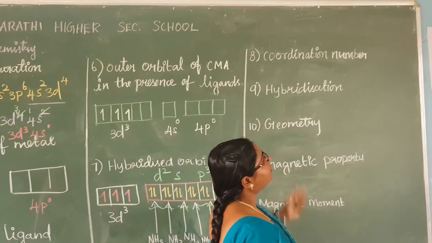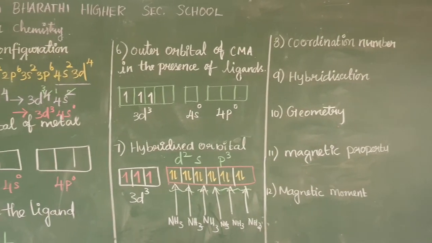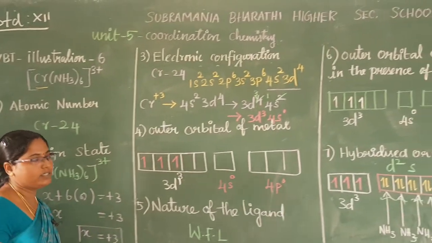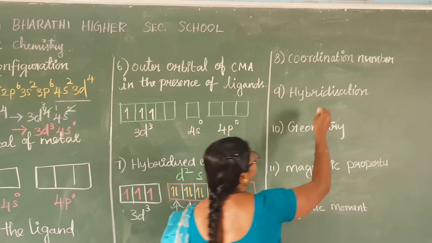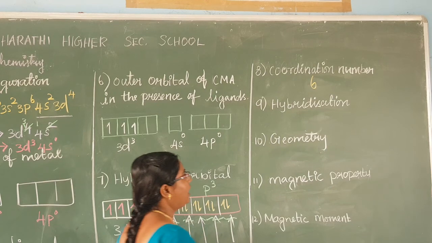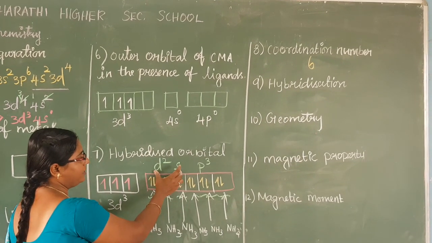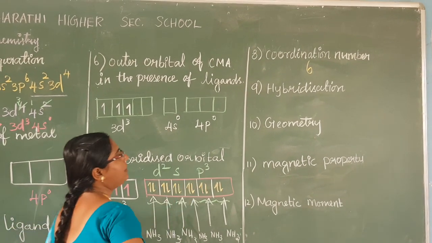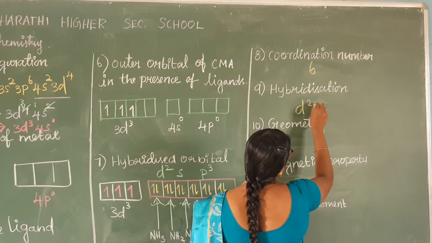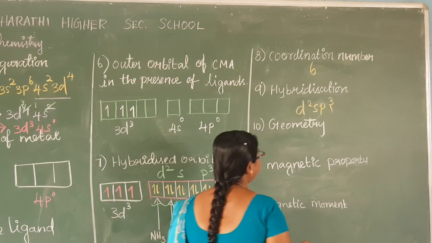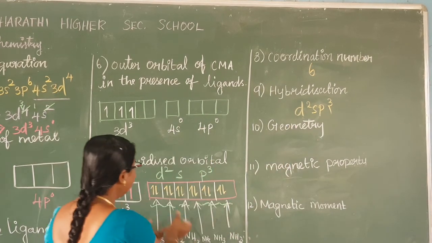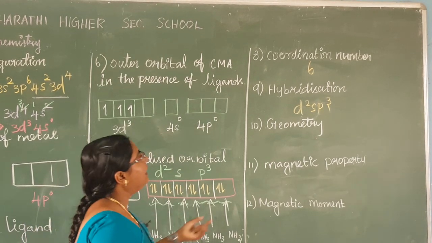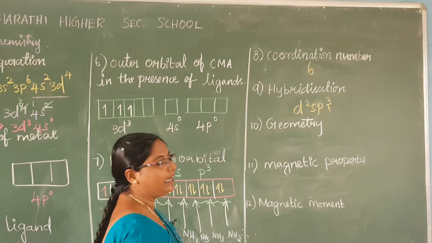Then I have to write the coordination number. What is coordination number? Simply we can say, how many ligands are attached to the central metal atom? 6 ligands are attached to the central metal atom. So the coordination number is 6. What is the hybridization, the next step? We have already found the hybridization in the earlier step itself. It is D2SP3 hybridization. So here in this case, the inner d orbital is taking part in the hybridization. So this is called inner d atomic orbital.